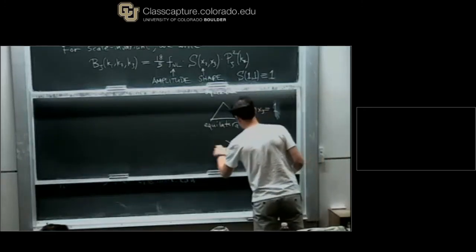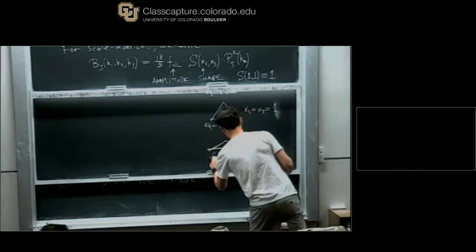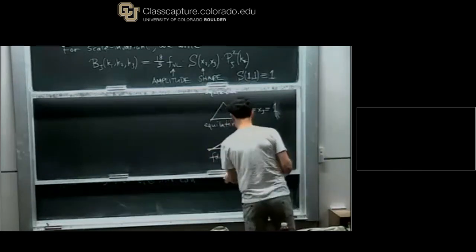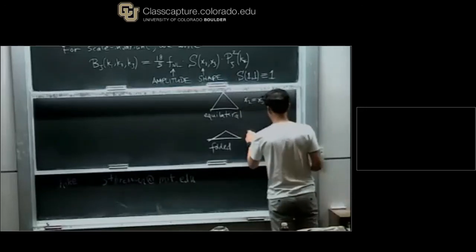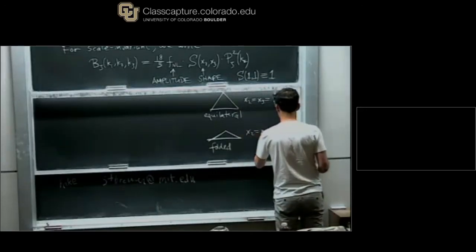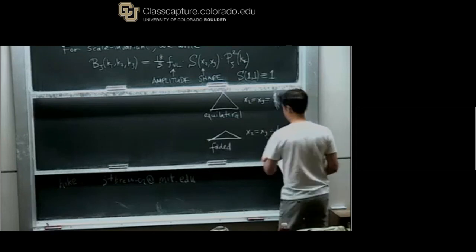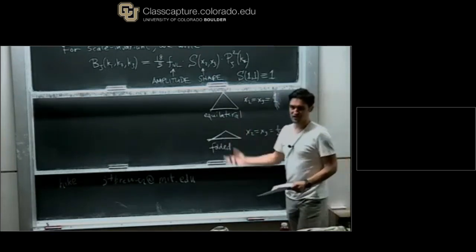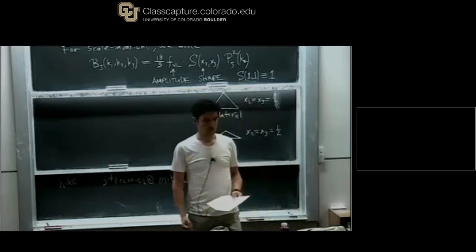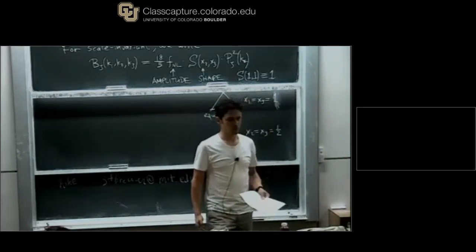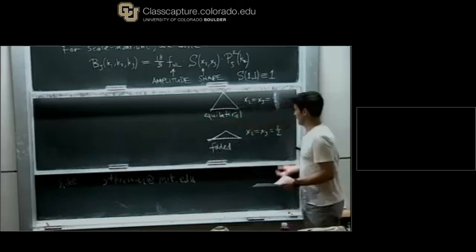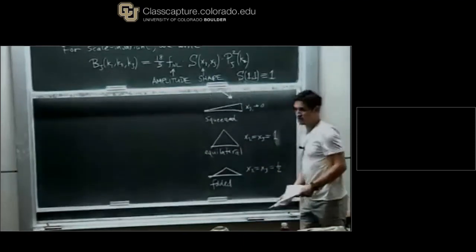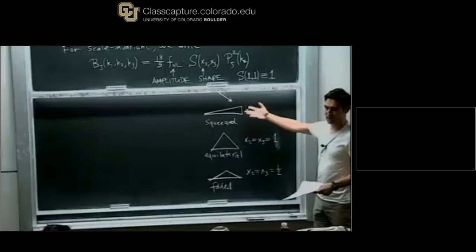And then finally, also, you could have a folded triangle, x2 equals x3 equals 1/2. And such a signal peaks in such a folded configuration, for example, if your inflation starts with some excited state and not with the Bunch-Davies vacuum. Okay? So these different momentum configurations carry different amounts of physical information.